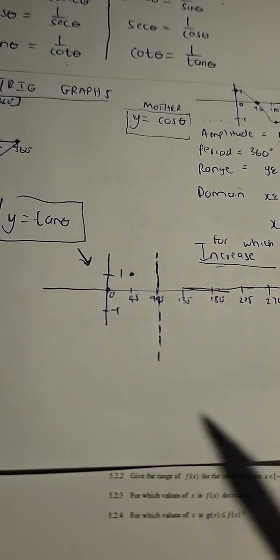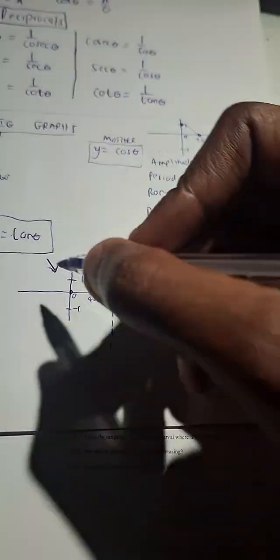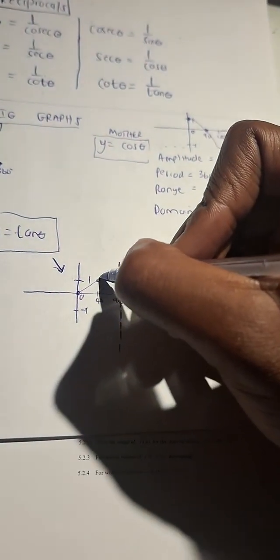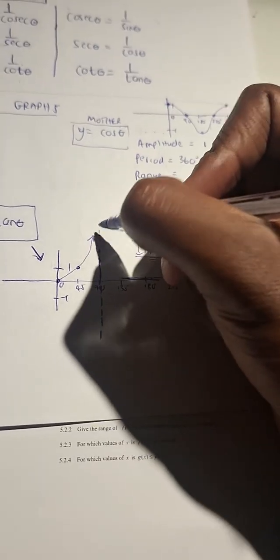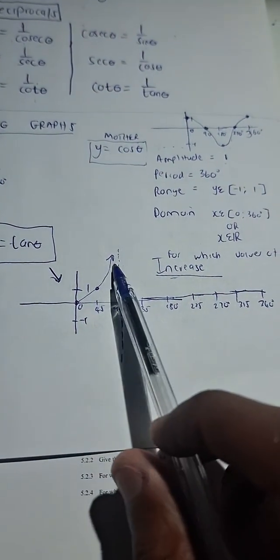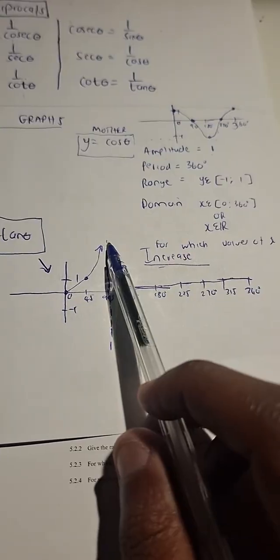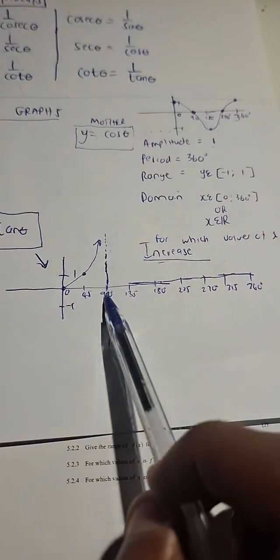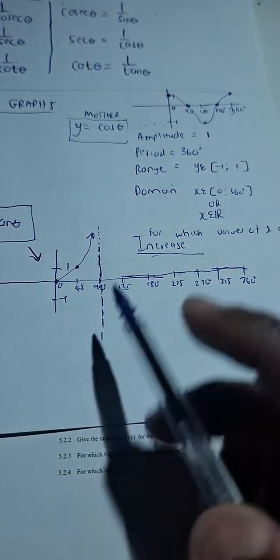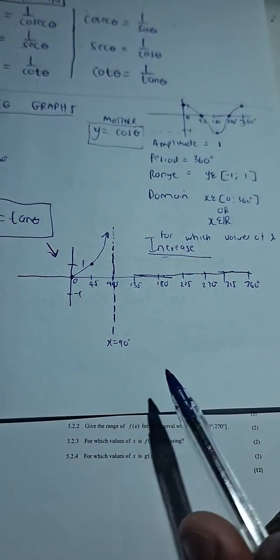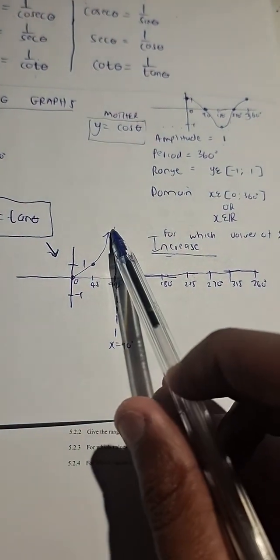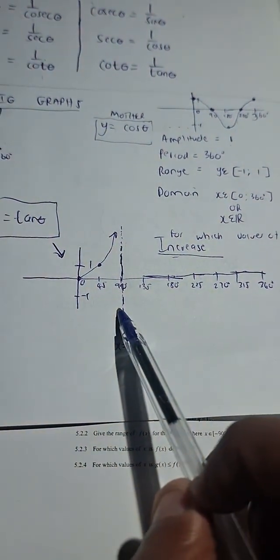Yes. So we have a vertical asymptote at 90. Interestingly enough, that's what happens with this function. It increases infinitely as it approaches 90. X is equal to 90, which is the vertical asymptote. It increases at a very infinite pace.